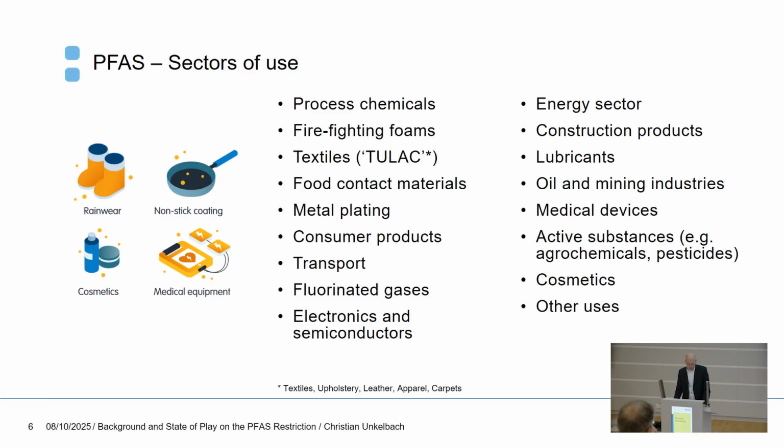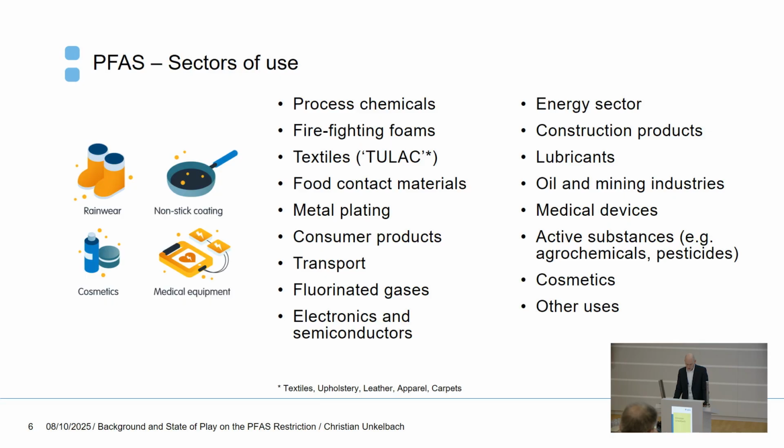So based on the set of properties and depending on one or more of these technical requirements, they can be found, for example, as process chemicals or metal plating agents based on their resistance to corrosive environments. They are found in firefighting foams based on their surfactant properties. They also appear in textiles. You may come across the abbreviation TULAC, which stands for textiles, upholstery, leather, apparel, and carpets. This is, let's call it, a specific distinction to separate it from more technical textiles like membranes.